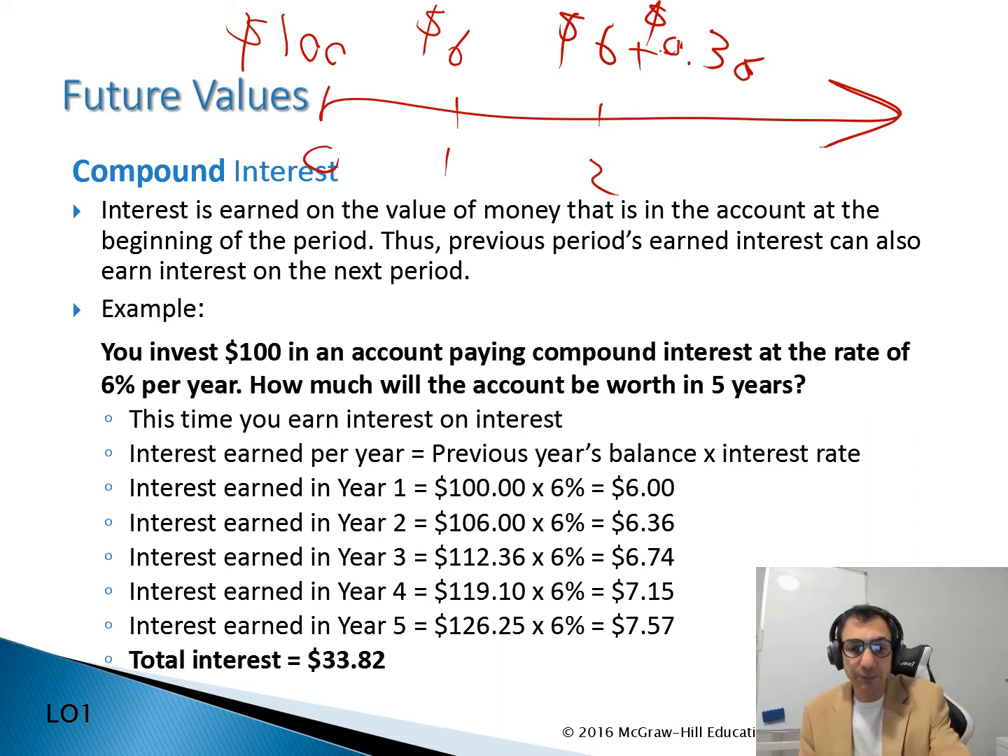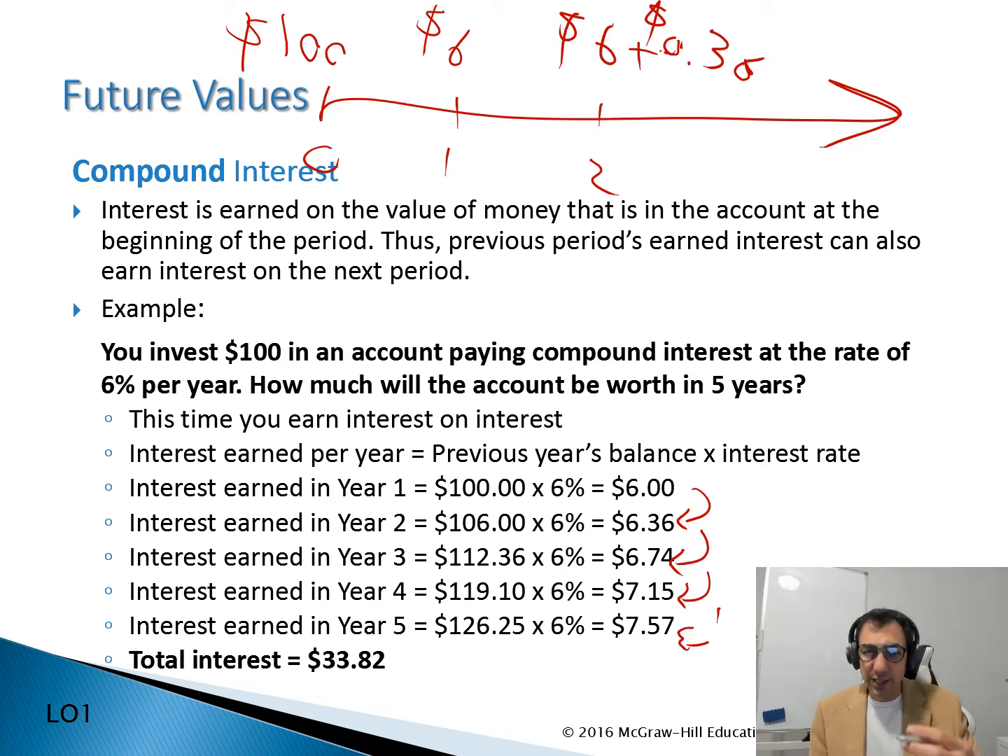So if you look at this frequency, or the actual interest you're earning over time, you see that your money is growing faster than with simple interest. So it's going up 36 cents interest, another 38 cents in the third year, and so on and so forth. And at the end, not only do you have the $30 which we calculated in the simple interest, you are earning an additional $3.82 based on the compound interest.